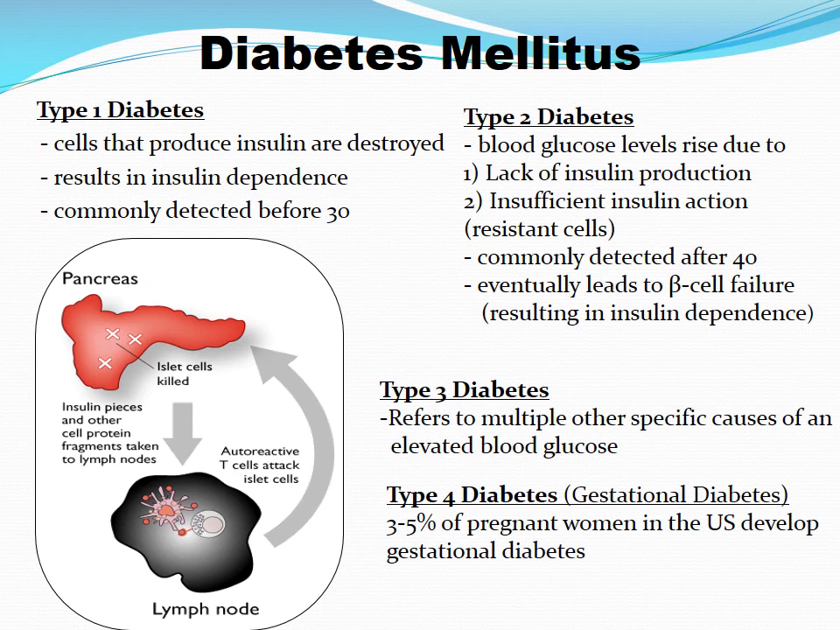Type 3 diabetes, as we said, there are multiple factors that may cause an elevation in blood glucose level. Type 4 diabetes is associated with pregnancy, due to hormonal changes.